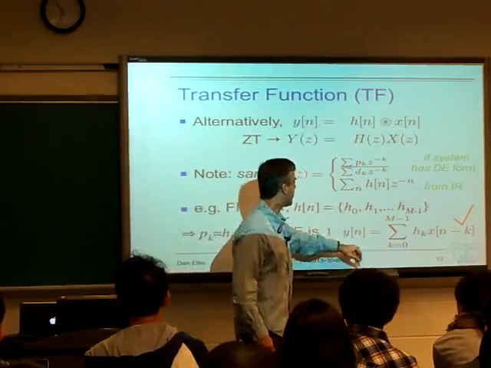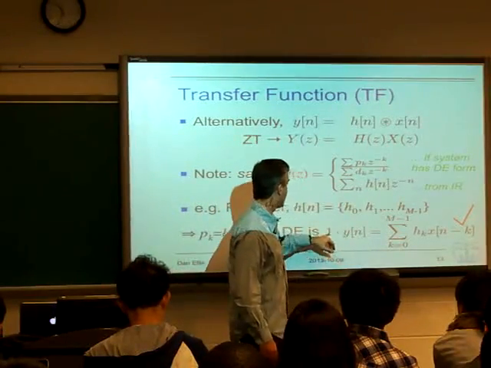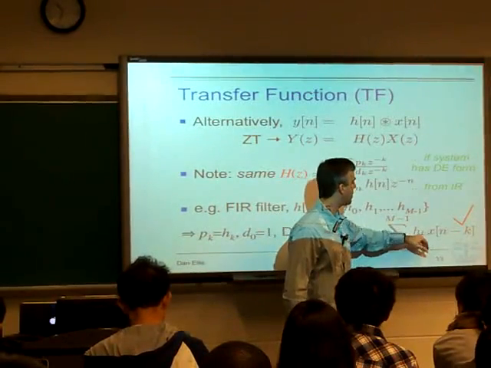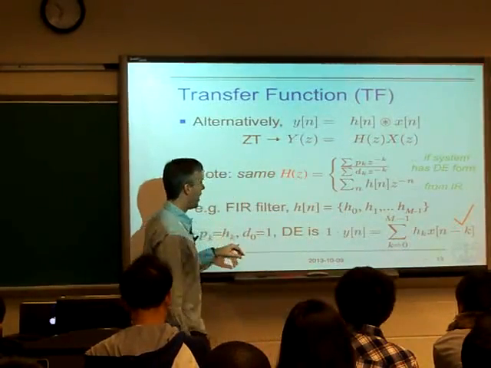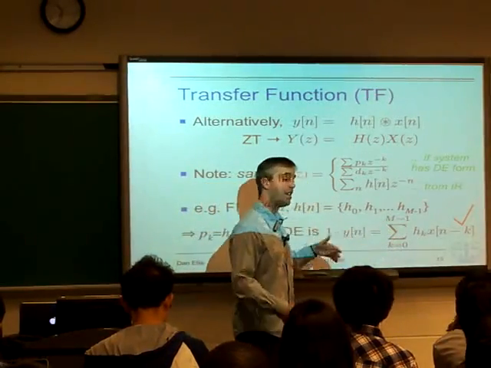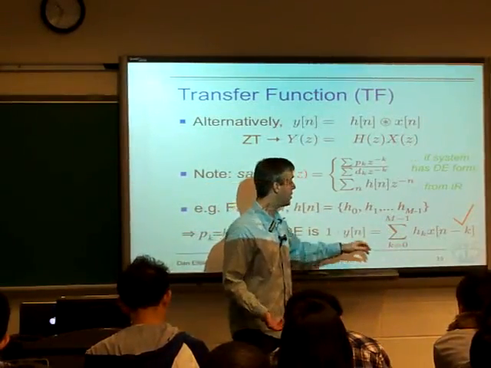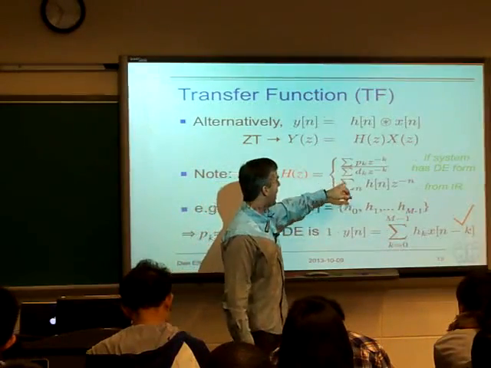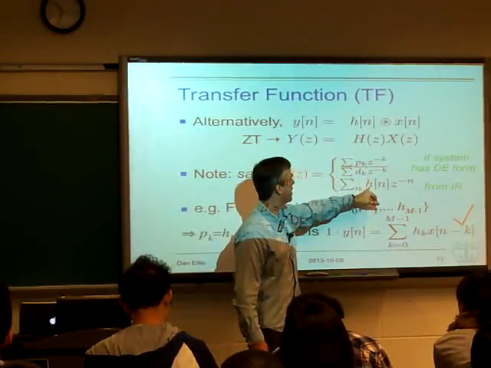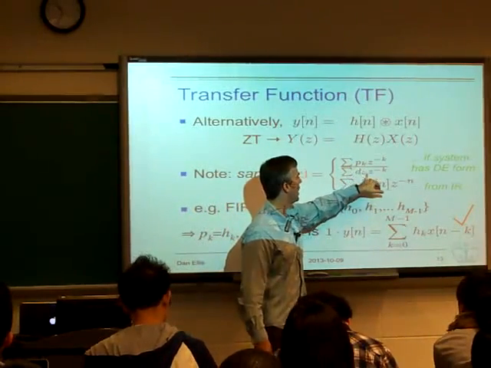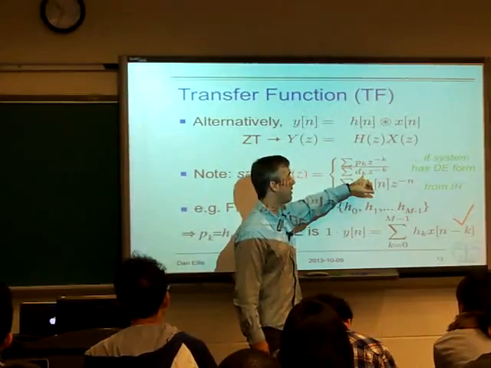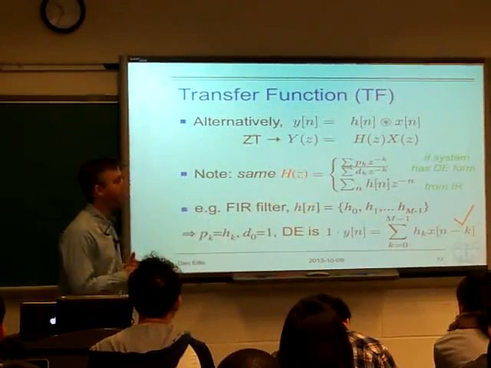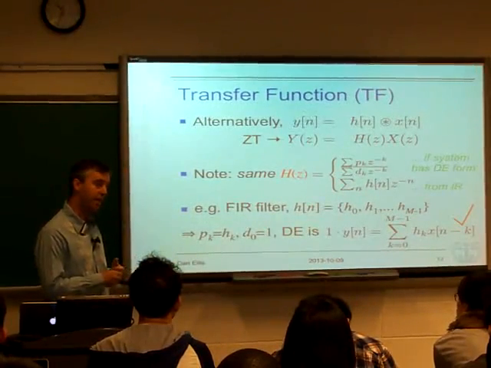So then the LCCDE becomes this. This is the d0 term. Here are the pk terms, which are just hk. And so the LCCDE becomes the convolution equation, and these things are the same. Here we're saying that the pk's are the h of n's, and in the sum of dk z to the minus k, only d0 is non-zero, so this just becomes 1. So these things are equivalent. In that simple case, we can see that these two things are the same.